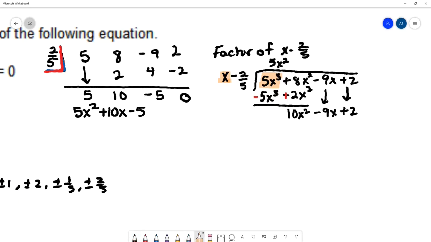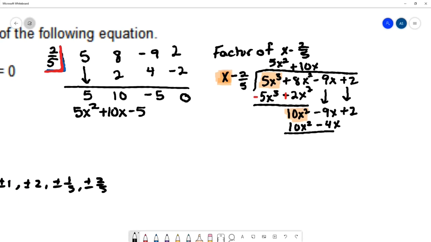Now we repeat that process over again. So now we're trying to match that x with 10x squared. So we think, what can I multiply by x to get 10x squared? And that's going to be a 10x. And we multiply that 10x times the x, and that's 10x squared. And we multiply that 10x by the negative 2/5, and that's going to give me a negative 4x.